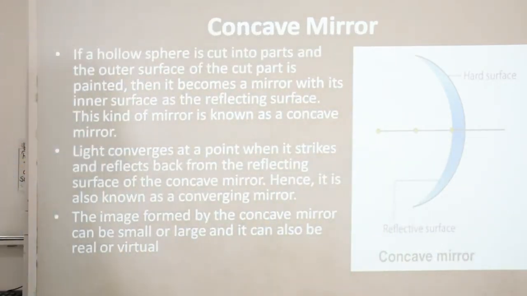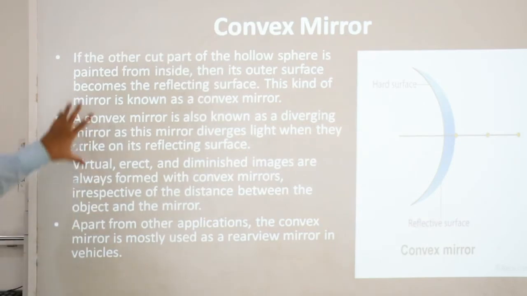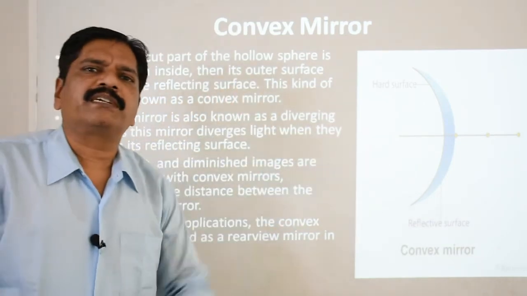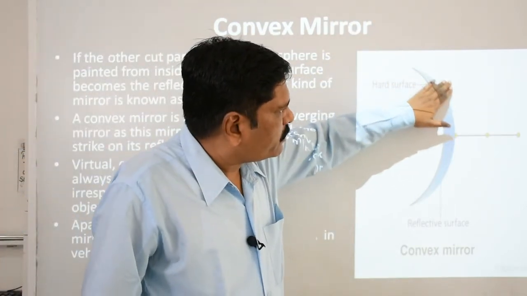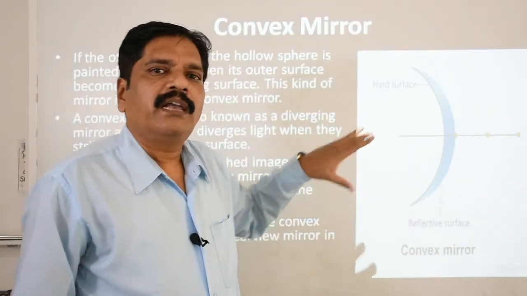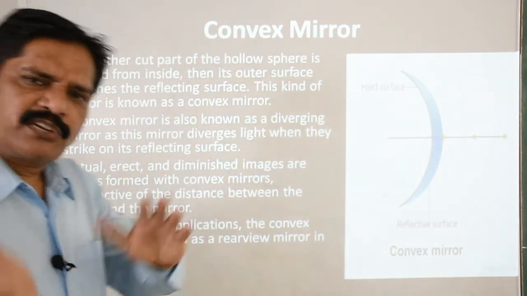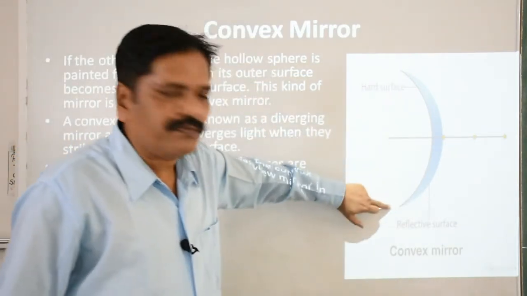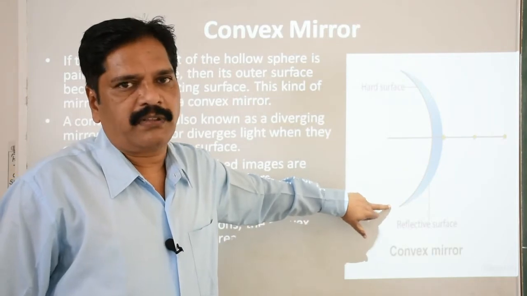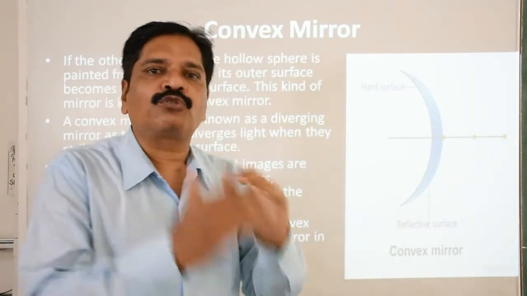So now we are moving forward toward the convex mirror, okay. Now in this convex mirror, if you observe, it is just opposite the concave mirror. In the concave mirror we polish from outside. Here you can see that the inner part of this curved surface is painted with silver or mercury, okay, and this outer surface is used to reflect the light.